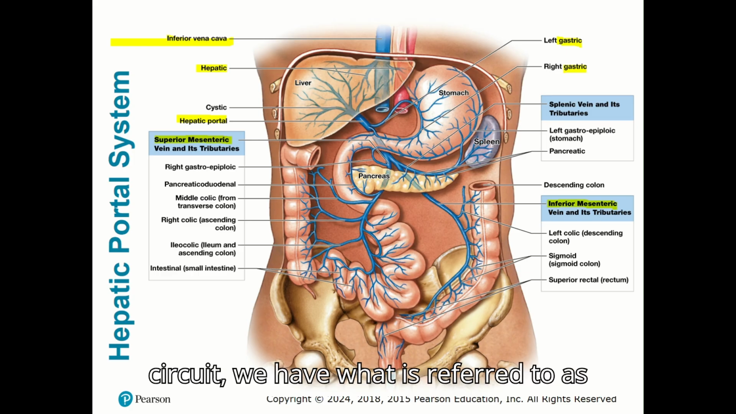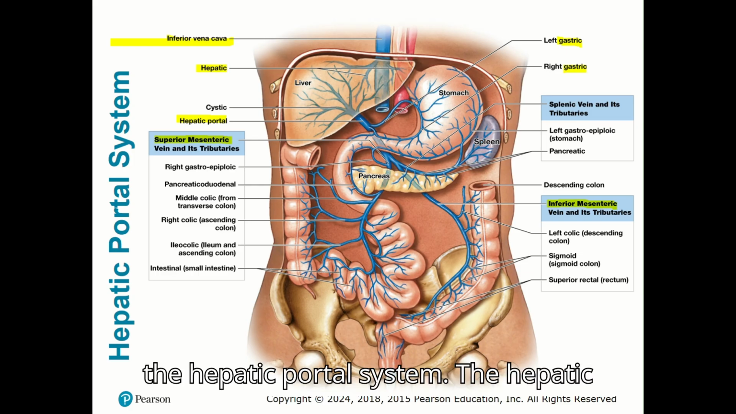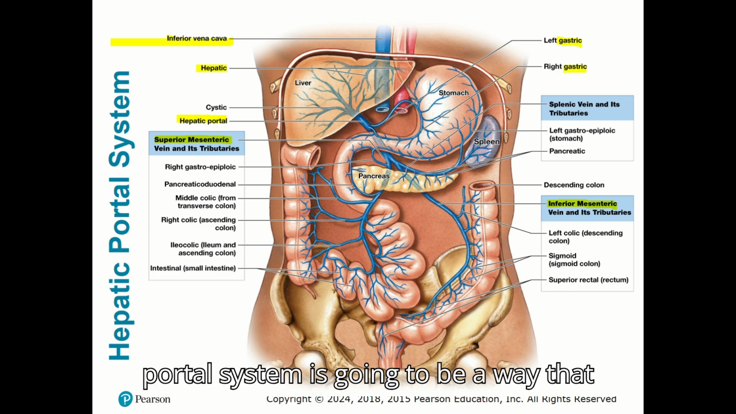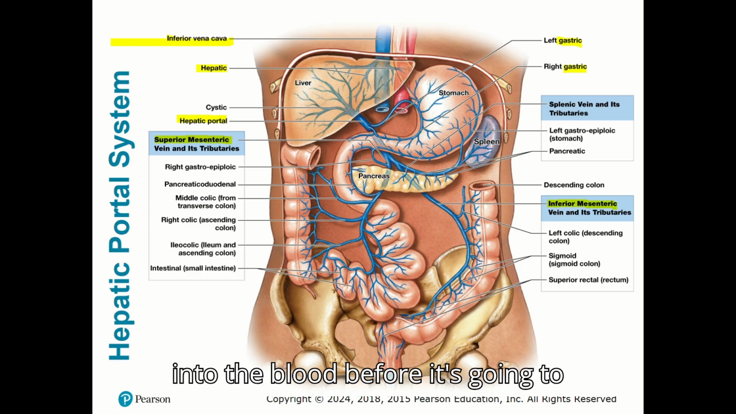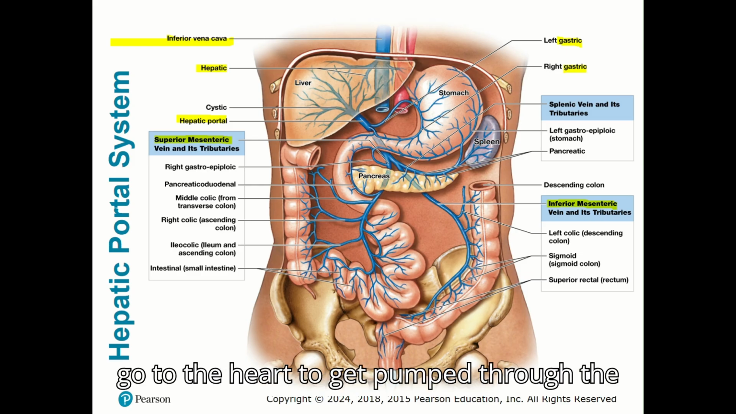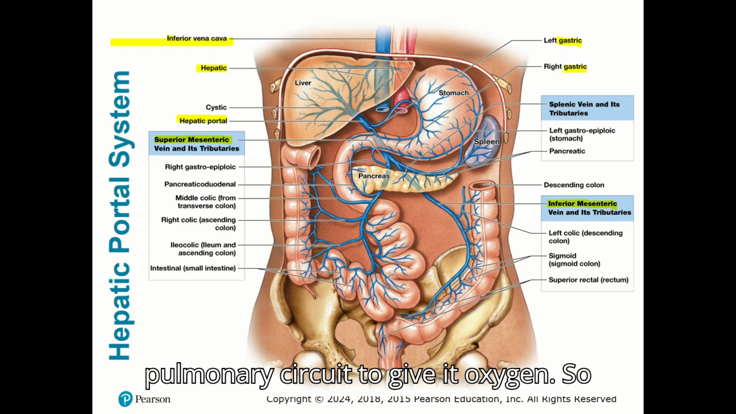Within that systemic circuit, we have what is referred to as the hepatic portal system. The hepatic portal system is going to be a way that we are going to add nutrients back into the blood before it's going to go to the heart to get pumped through the pulmonary circuit to give it oxygen.